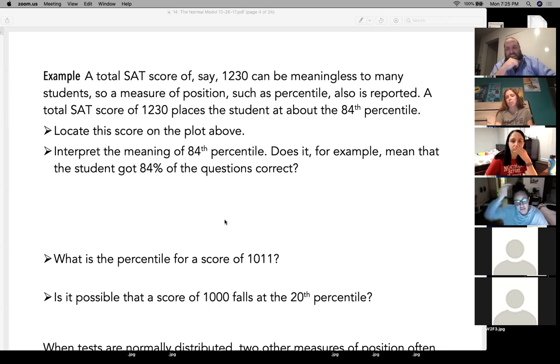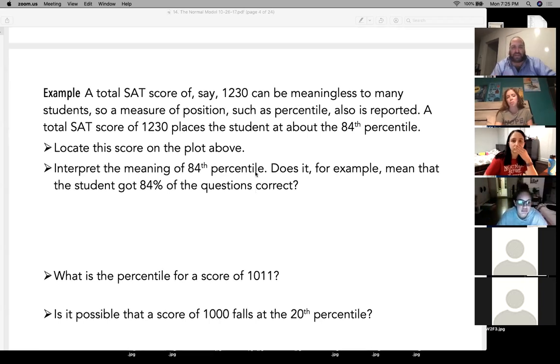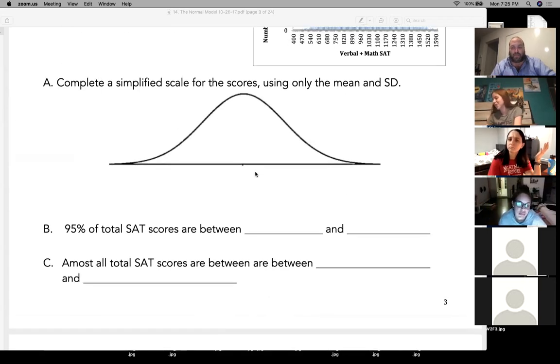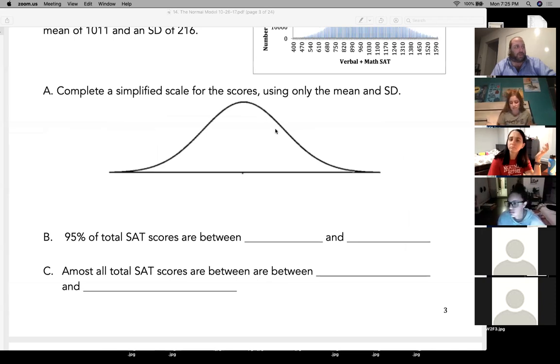You scored better than 84% of the people. I thought it's the opposite. No, if you're in the 84th percentile, you are better than 84%. Professor? Yes. Doesn't that mean 84% of people or 83% of people are below you? Hey, can't get anything by you. That's right.